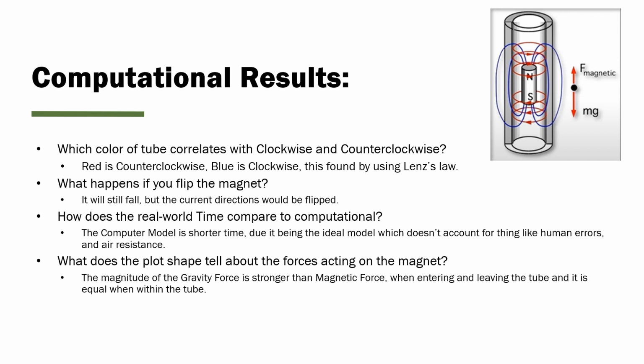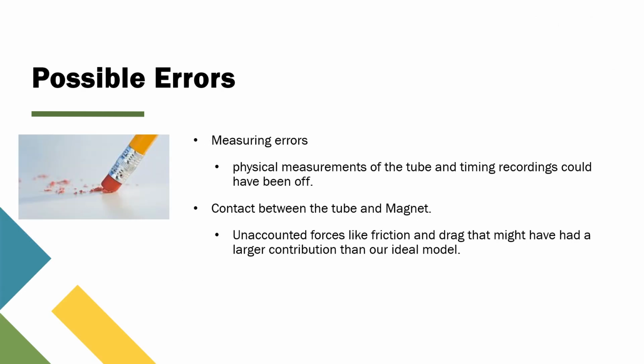How does the plot shape tell you about the force acting on the magnet? As I explained before, before entering and after exiting, the gravity was greater than the magnetic force, and then while in the tube, the magnetic force and the gravity equaled each other. Some possible errors could have been measuring errors, like measuring the time in and time out could have been off by a little bit, and there could have been some contact within the tube between the magnet and the tube. It could have caused friction or even drag going through the tube, which could have increased the time as well.